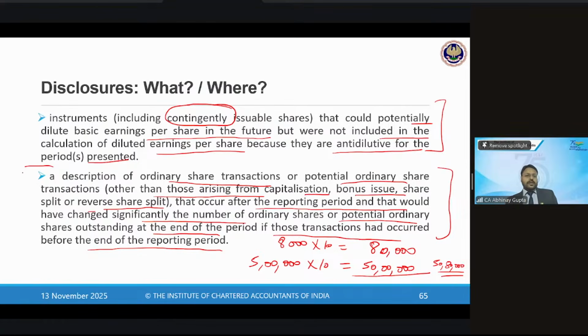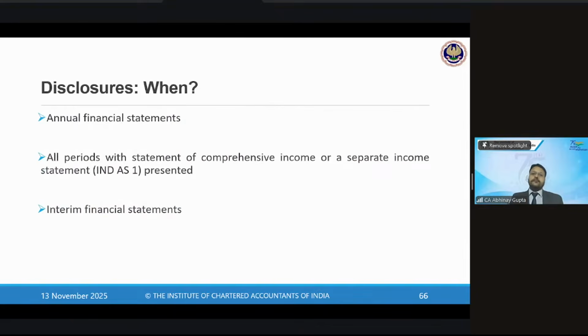So if the company is coming up with an IPO or FPO, which will increase the issued share capital significantly as compared to what the company has, then this additional disclosure we need to give in our financial statements, that post this transaction, our number of outstanding shares will be increased significantly and the revised number would be this, right? Then disclosure.